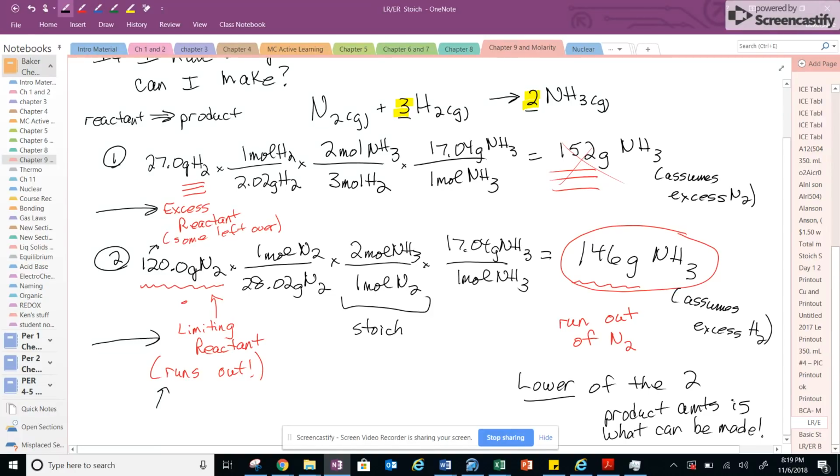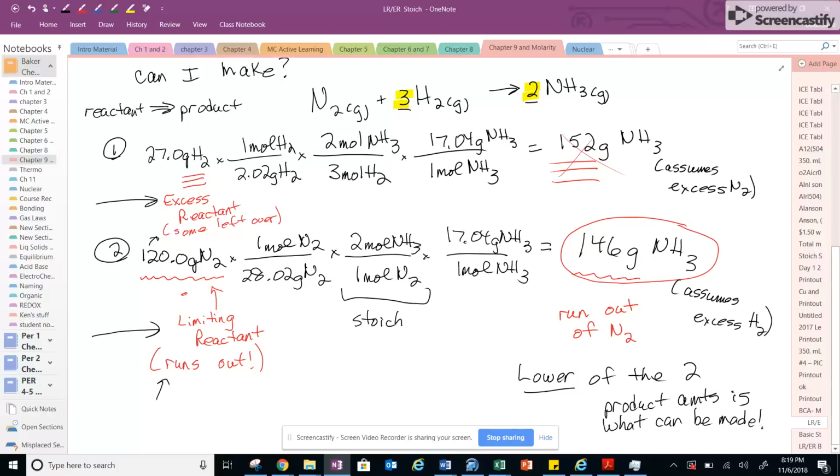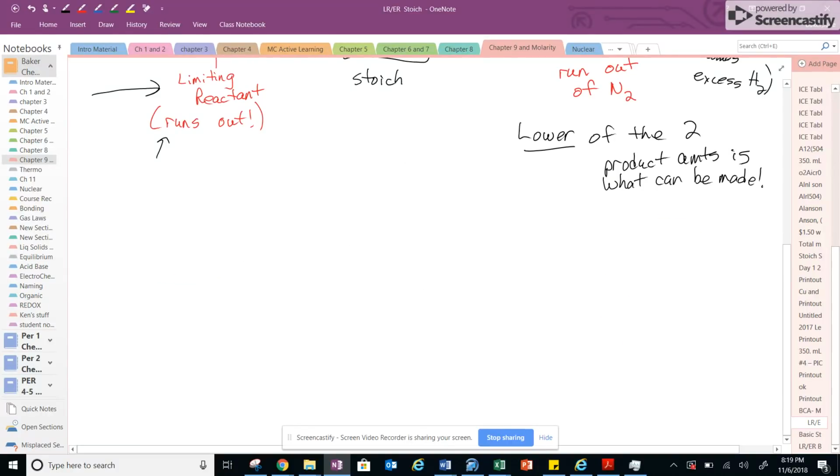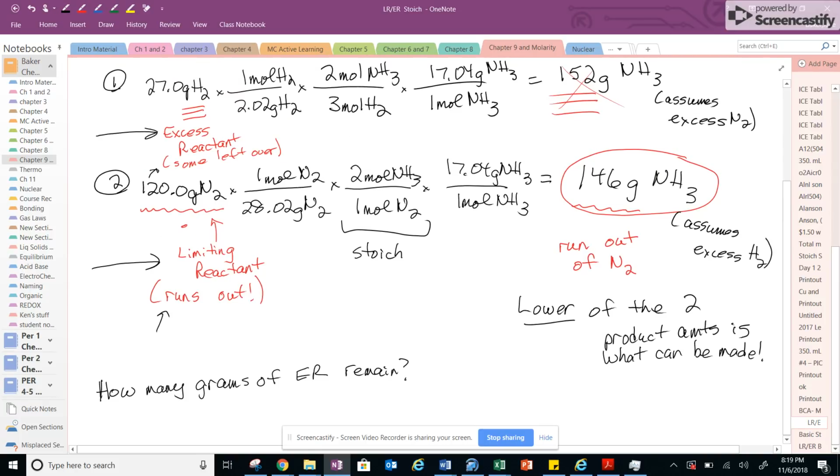All right. I wonder how much I'm going to have left over. Hey, I bet that'd be a great question to ask. So now my question is going to be, well, how many grams of the excess reactant remain? Okay, so I know in this case my excess reactant is hydrogen.